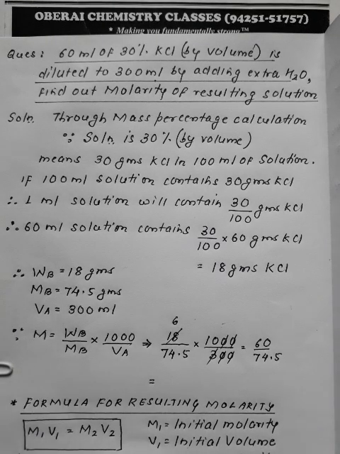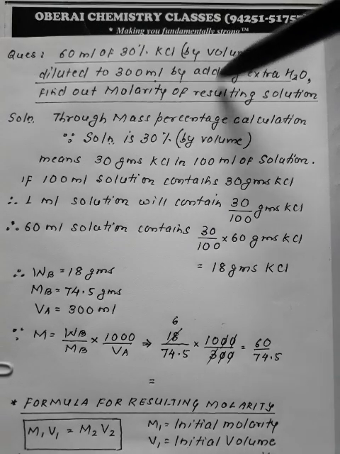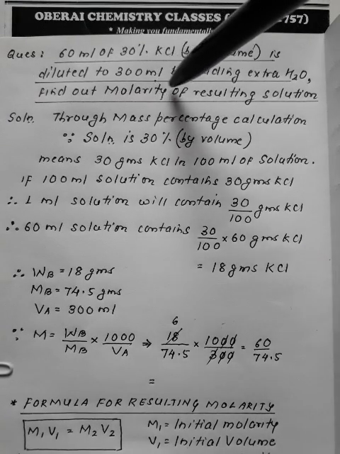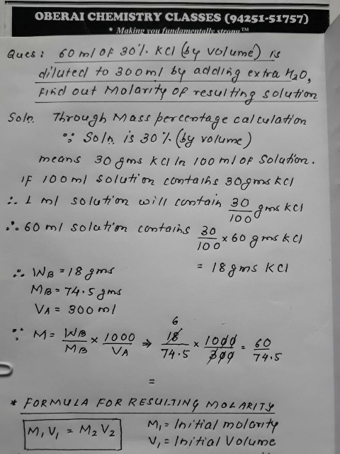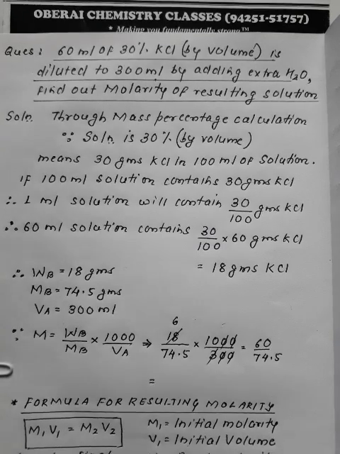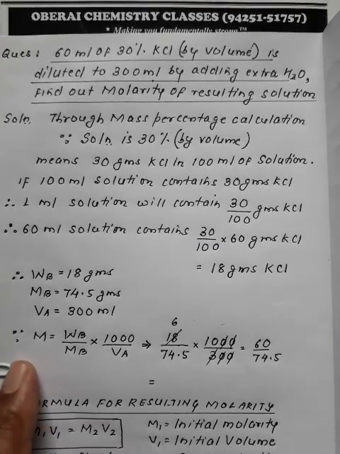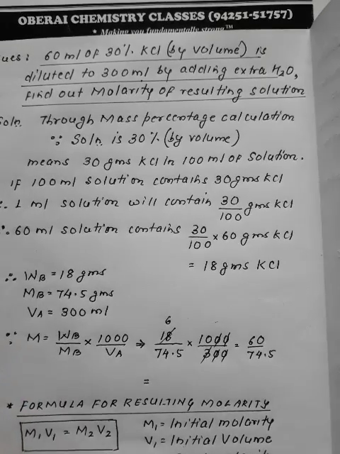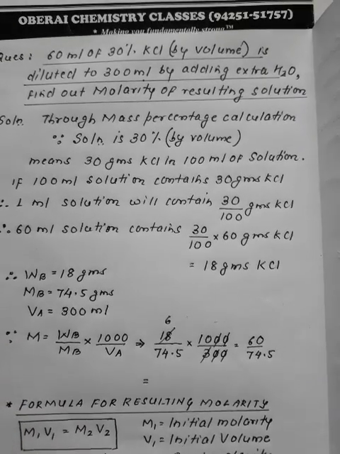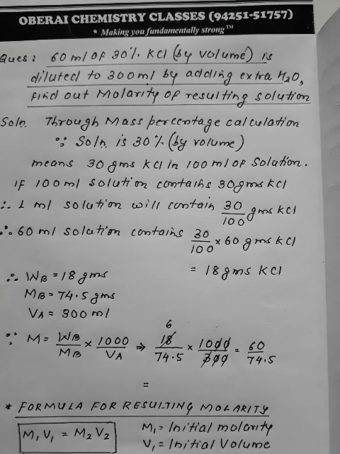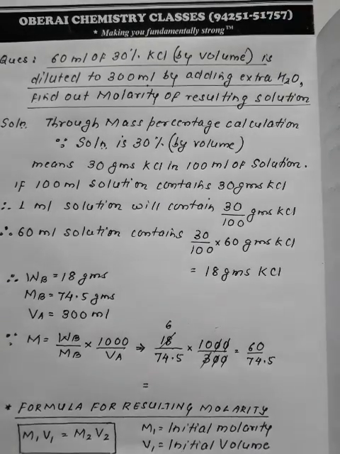And the volume of the solution: we have said that 60 ml of 30% solution is being diluted to 300 ml by adding extra water, which means the volume of the solution has been given to us and it is 300 ml. The formula goes WB upon MB into 1000 upon V. What is the value of WB? The value of WB is 18.